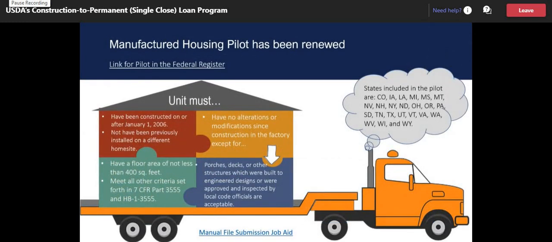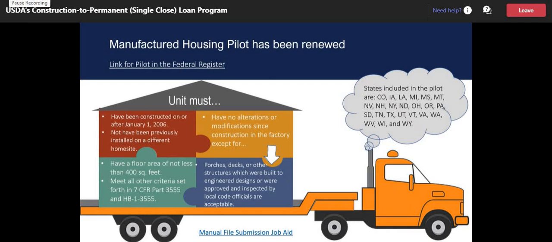USDA's pilot program has been renewed recently. This program allows for financing existing manufactured homes that were constructed on or after January 1st, 2006 and are in one of the pilot states. Other criteria to be considered: the unit must not have been previously installed on a different home site. The unit must have a floor area of no less than 400 square feet. The unit must have been constructed in conformance with the FMHC standards. The unit must not have had any structural alterations to it since construction in the factory. It must also meet other criteria set forth in 7 CFR and in our handbook.